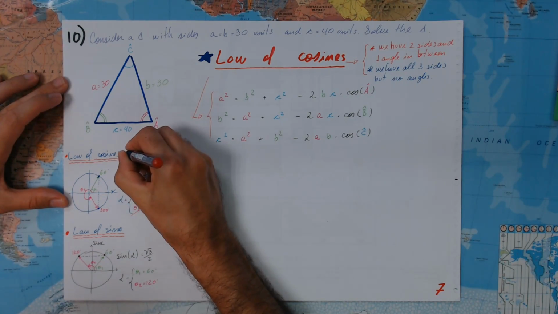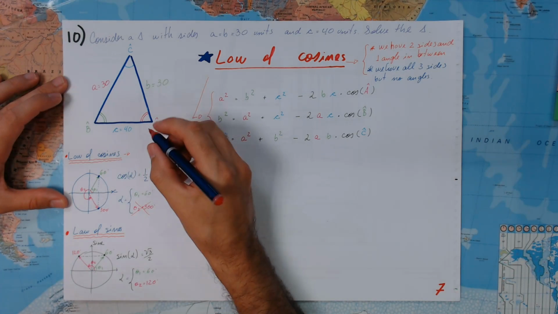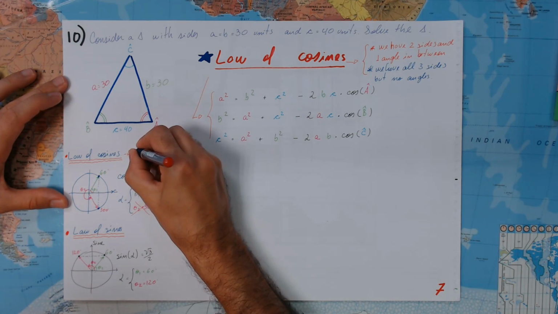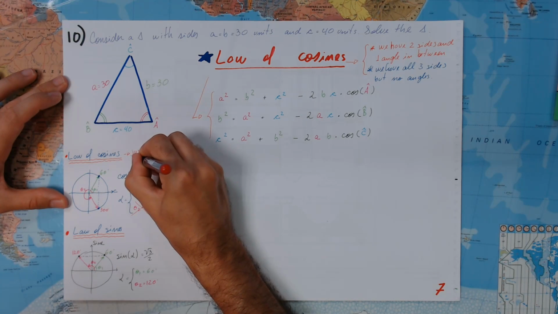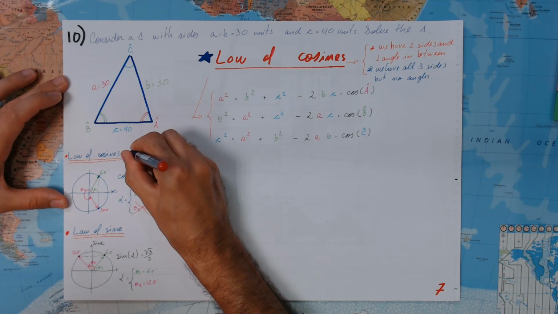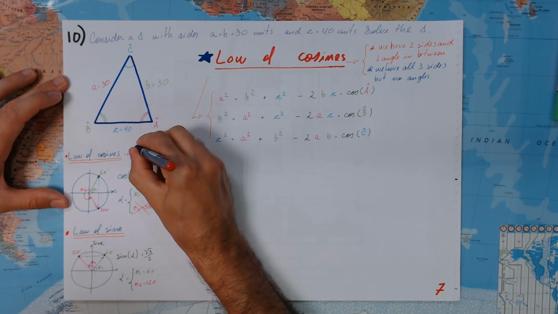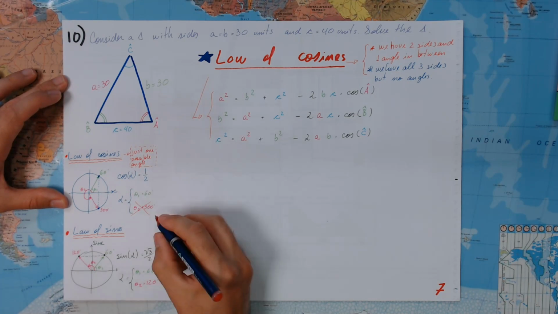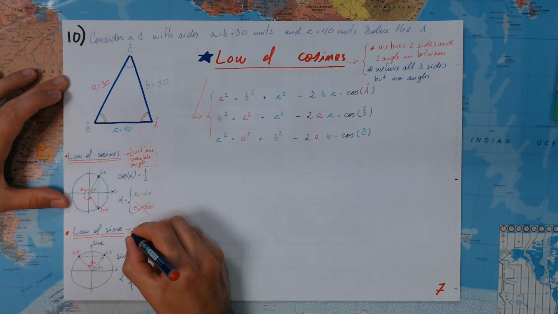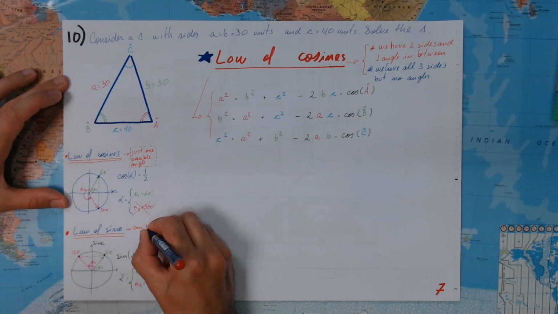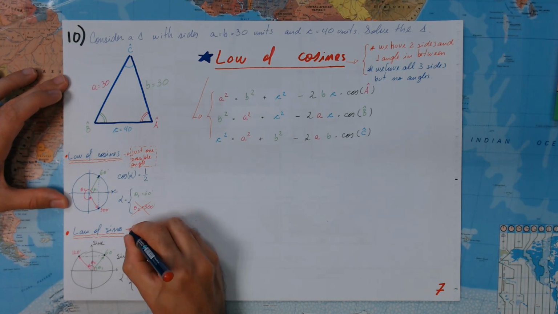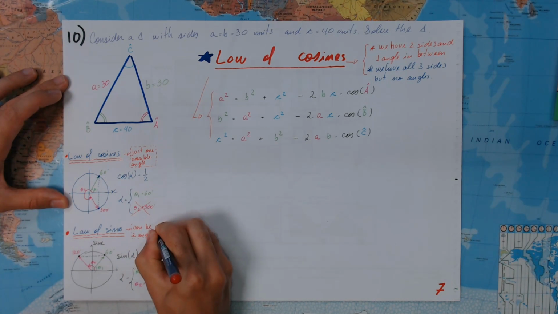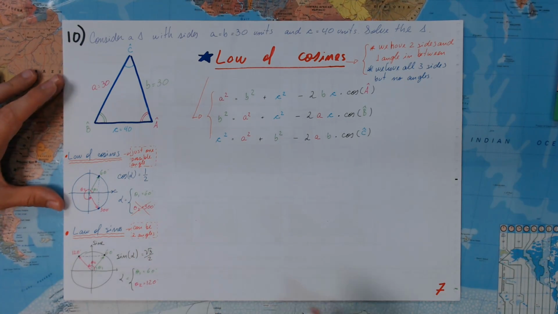So the law of sines, just one possible angle. Okay, just one possible angle. For the law of cosines can be two angles. Of course, you have to choose one of them, right? A triangle has one specific angle.